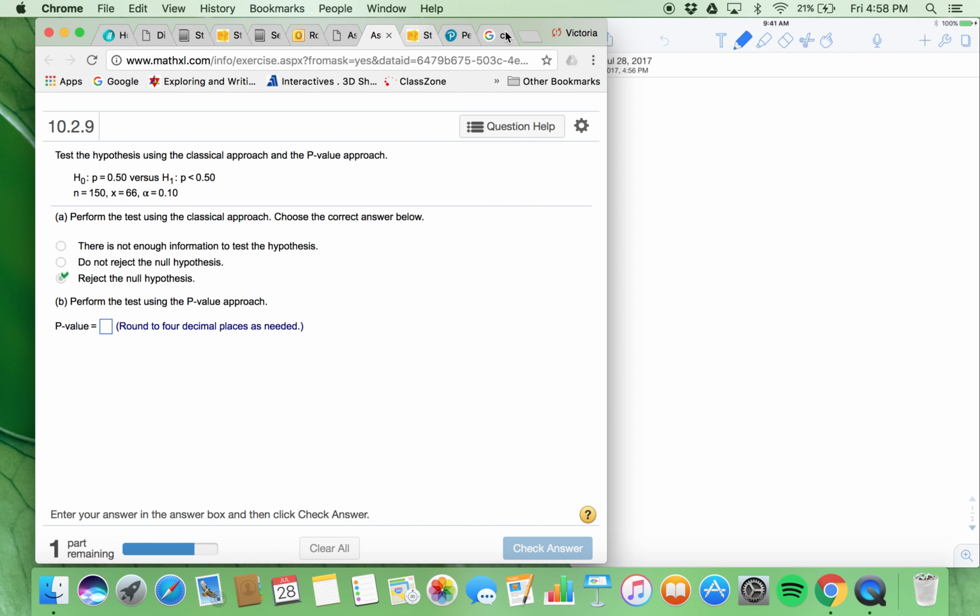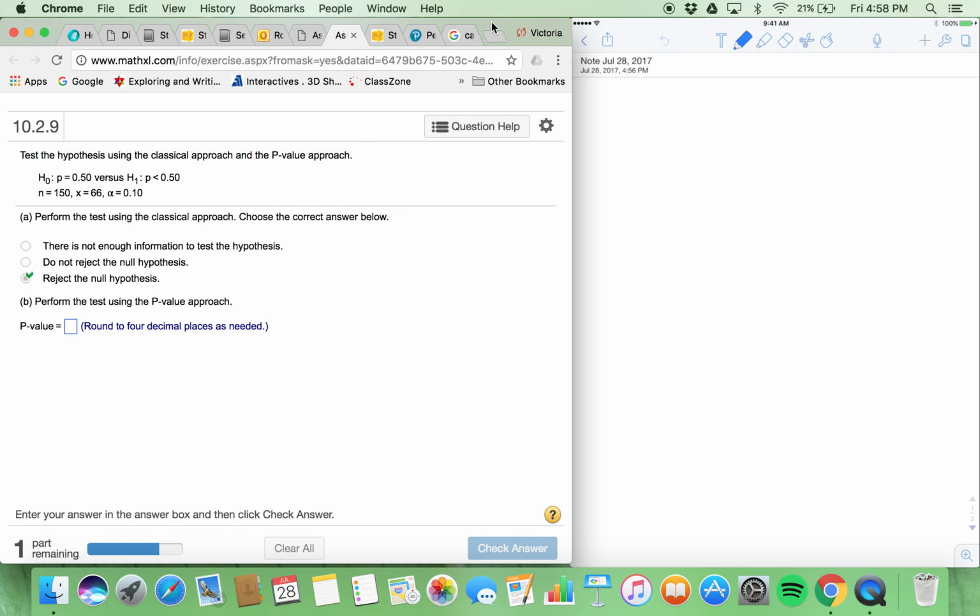10.2.9, and originally I think Mayra asked a question about this one, and then I thought, well, why not make a recording for everybody, because this is a great example, and I can show you both the Z approach, which they call the classical approach, and how to test using the p-value. So first of all, we have H naught, which is our null hypothesis, that p equals 0.5, and we have the alternative hypothesis, H sub 1, that p is less than 0.5.